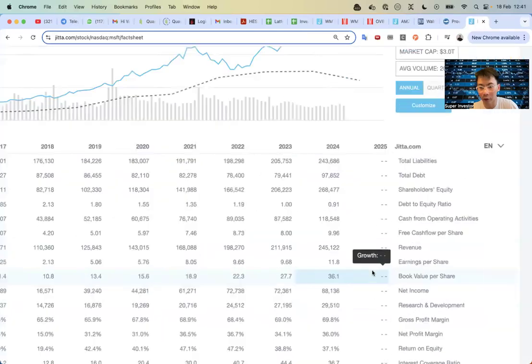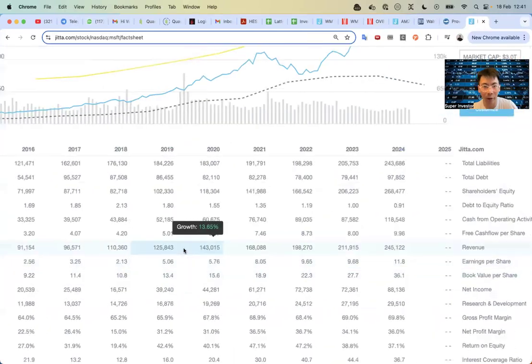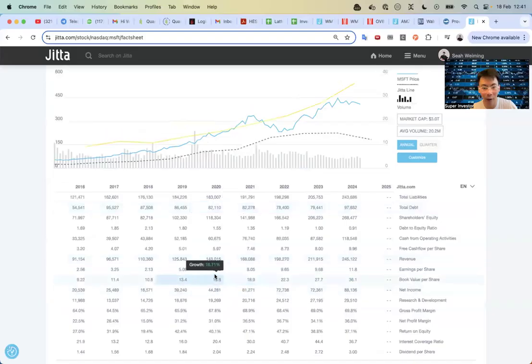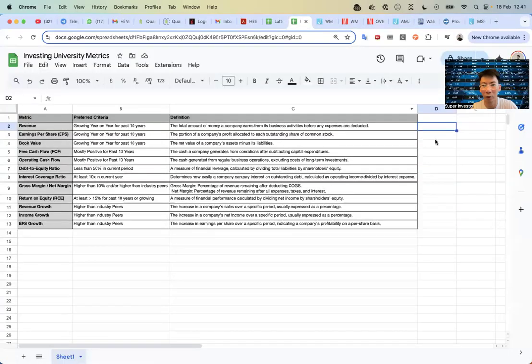So let's take a look at revenue. I think we saw it just now, correct? Revenue is increasing, earnings per share is increasing, book value is increasing. Is it increasing? Book value is increasing. So let's go back here. If you are doing a matrix on Microsoft, 1 point. Pretty good. Okay, free cash flow and operating cash flow.